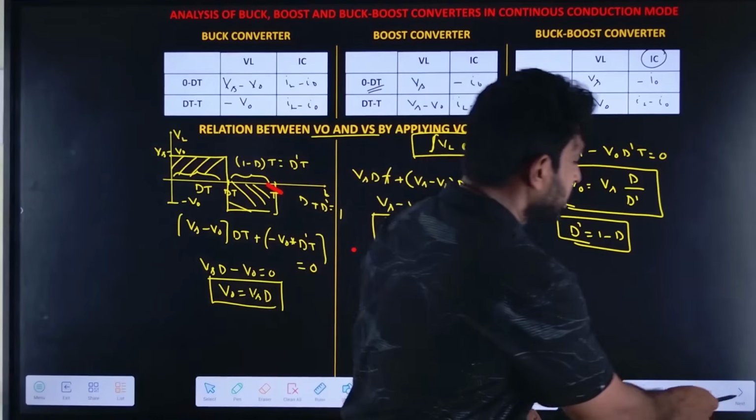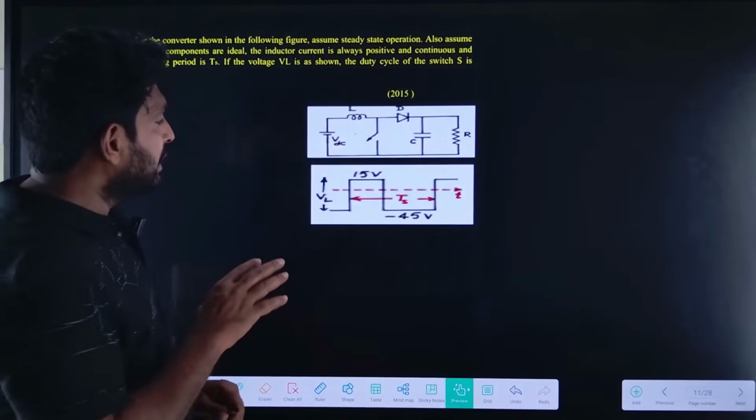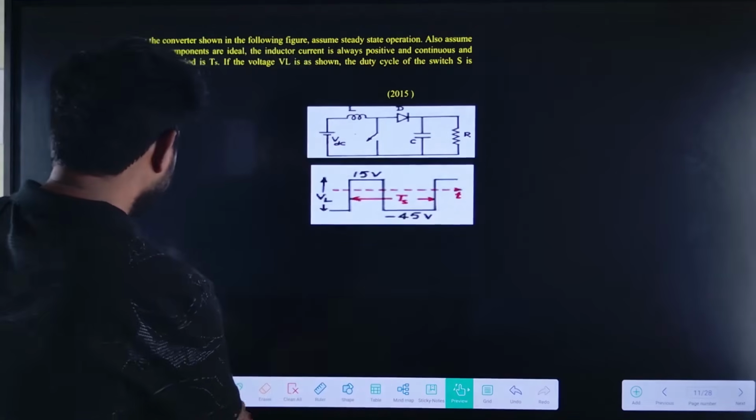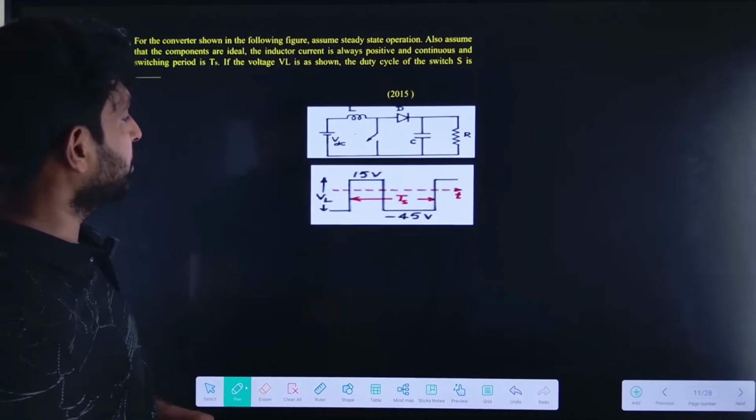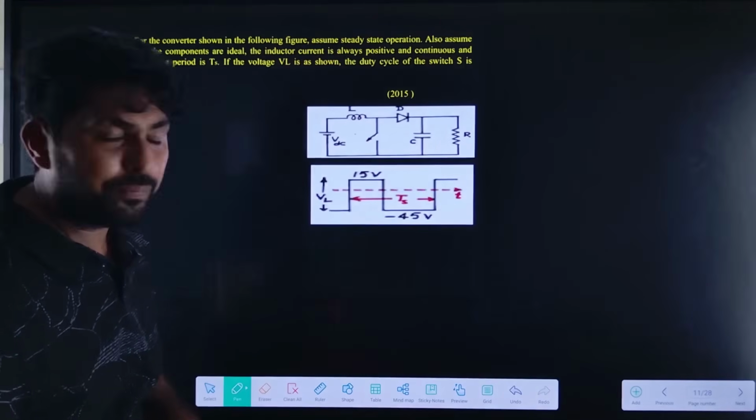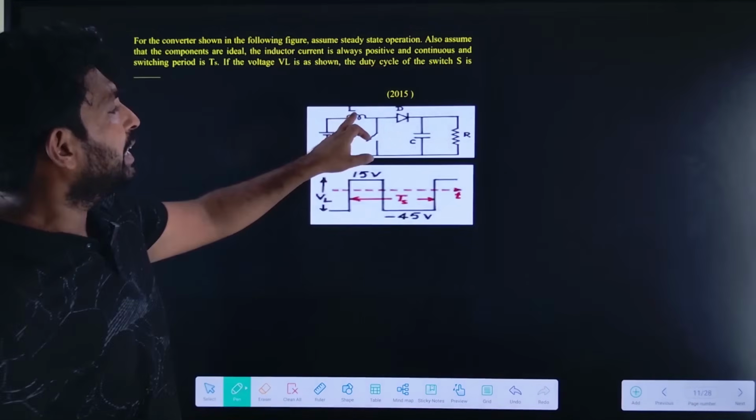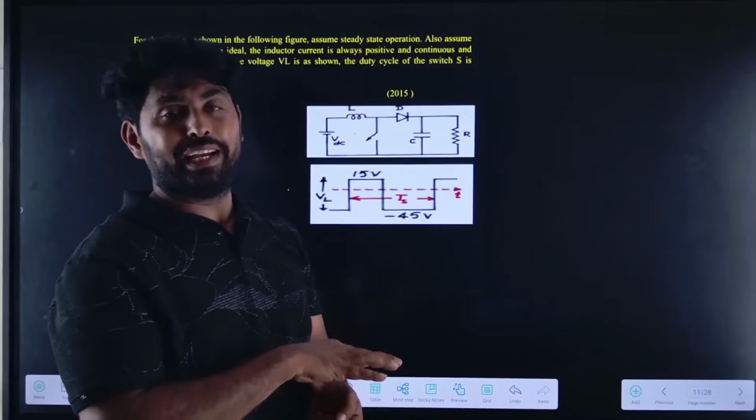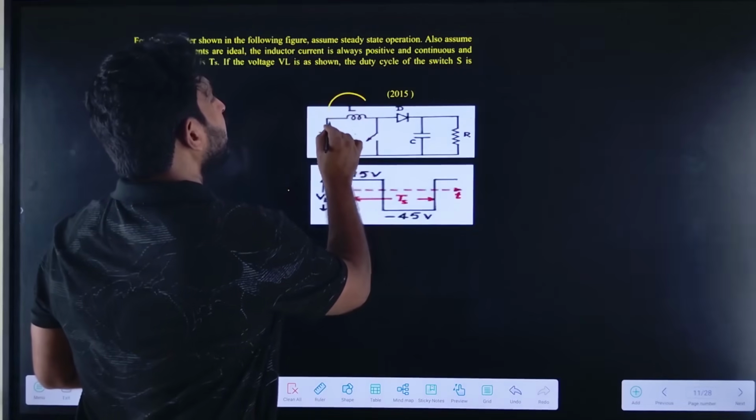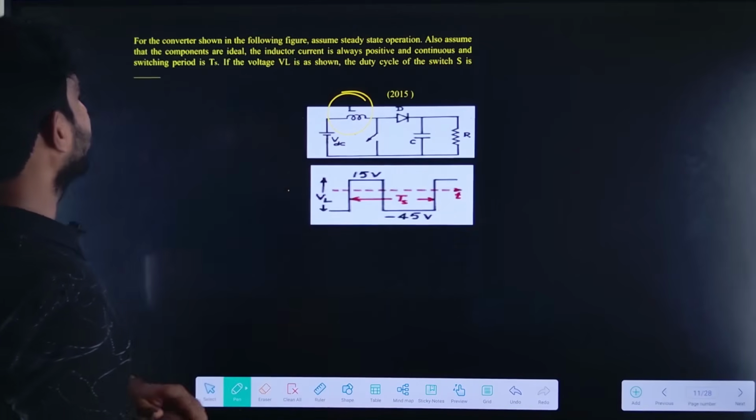Now let us go to the next slide. So this was the problem, given based on the concept. For the converter shown in the figure, first we need to observe what this converter is. The inductor is placed on the source side, which is a boost converter. So it is the boost converter.